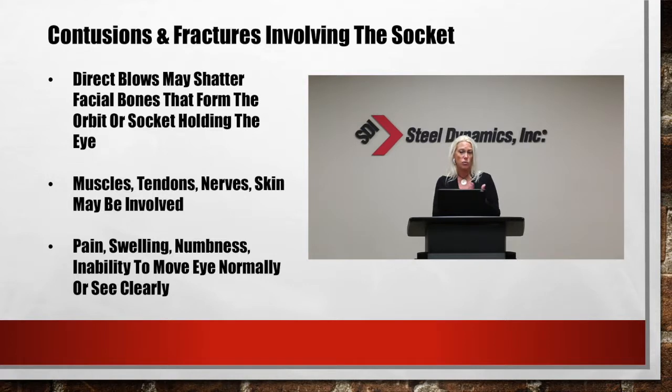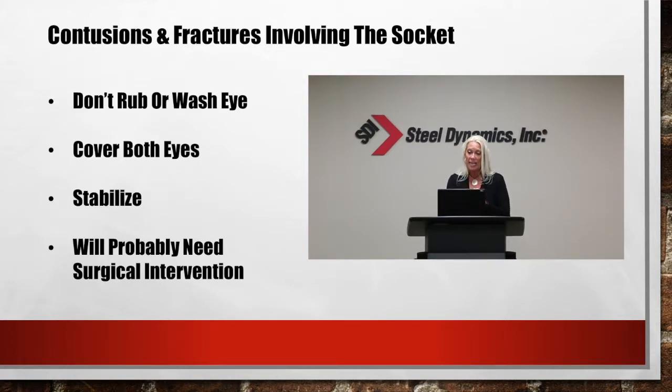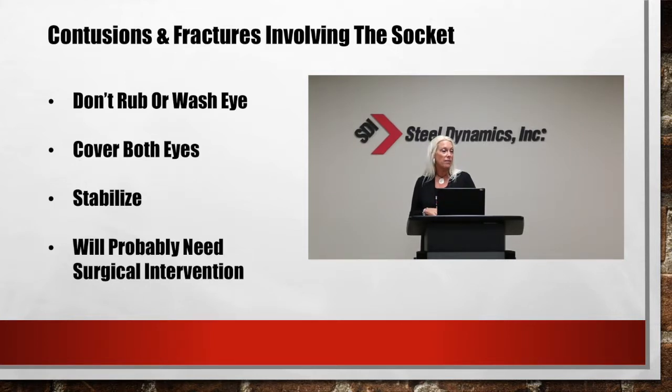At this point, you don't want them to rub, you don't want to wash the eye, you want to cover both eyes so that you can stabilize the injured eye, and they will probably need some type of surgical intervention if there is some instability. So if you have somebody who has a direct blow to the face involving the orbital socket around the eye, and you're noticing quite a bit of swelling and bruising right away, that means there's internal bleeding going on, and those will need to be evaluated outside.